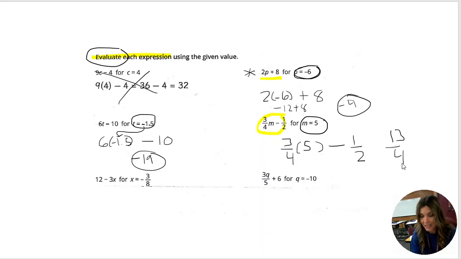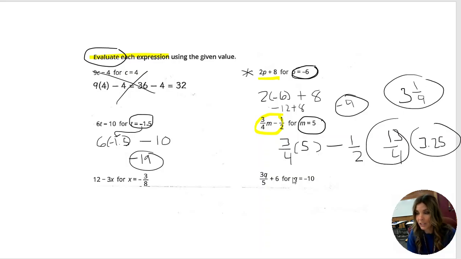Now another way to write that would be as a decimal, 3.25, or I could take that improper fraction and write it as 3 1/4. All of these are equivalent. They're just different ways of writing the same value.